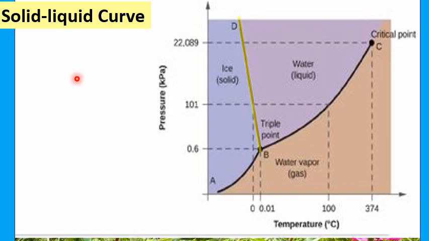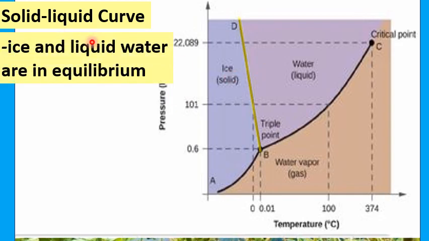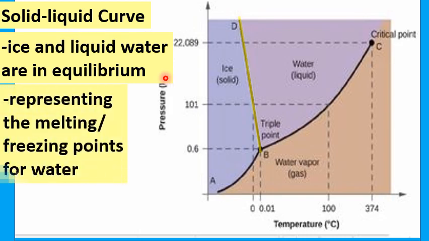The solid-liquid curve or line labeled BD shows the temperatures and pressures at which ice and liquid water are in equilibrium. This line represents the melting or freezing points for water. Note that this curve exhibits a slight negative slope, which is exaggerated here for clarity. This indicates that the melting point for water decreases slightly as pressure increases.